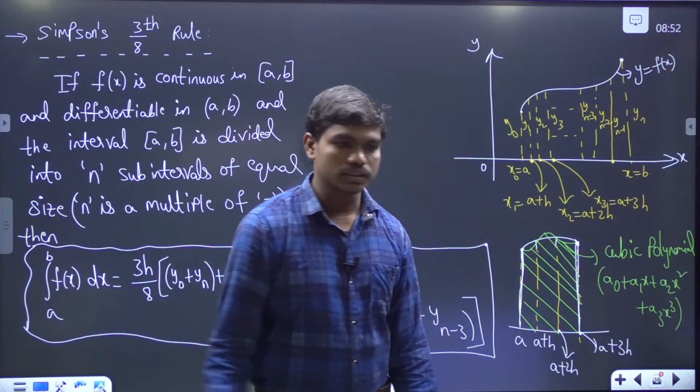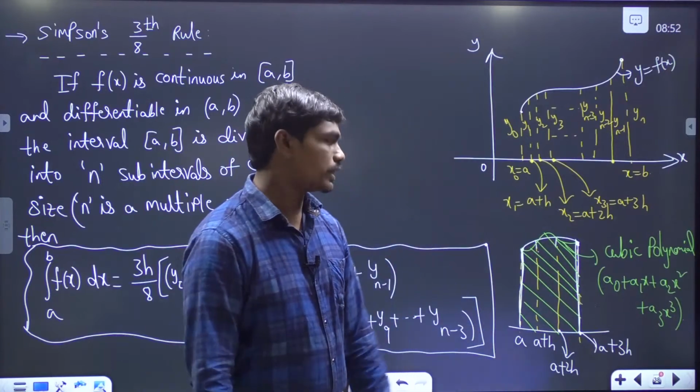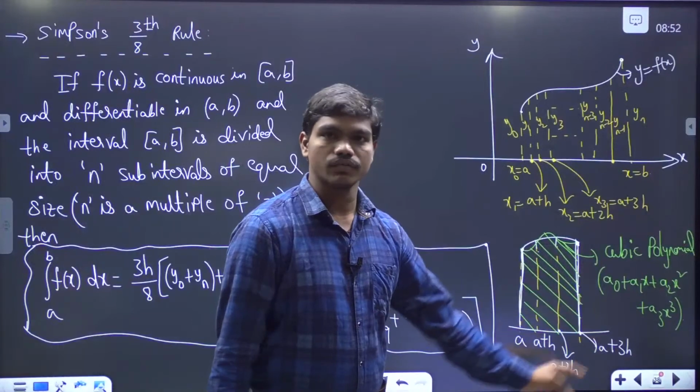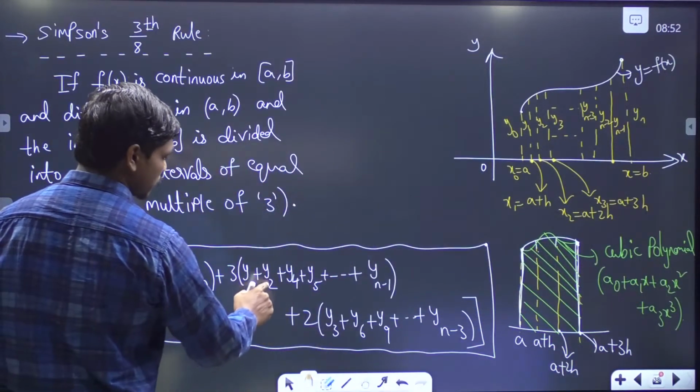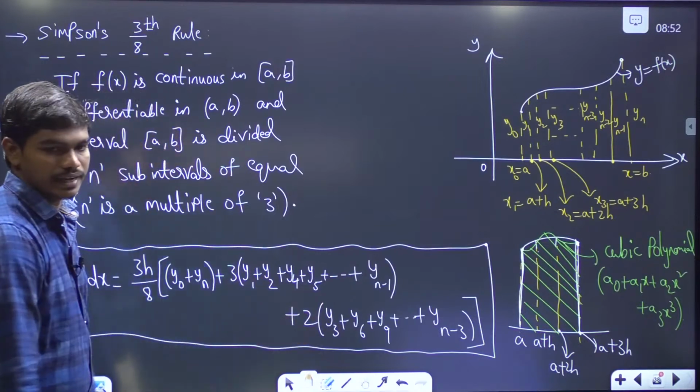So now this is the formula. Of course, I'm not deriving it. If you want, you can calculate the integral from a to a plus 3h, and you will get something like 3h by 8 into y0 plus 3y1 plus 3y2 plus y3. This is what you will get for the first term.